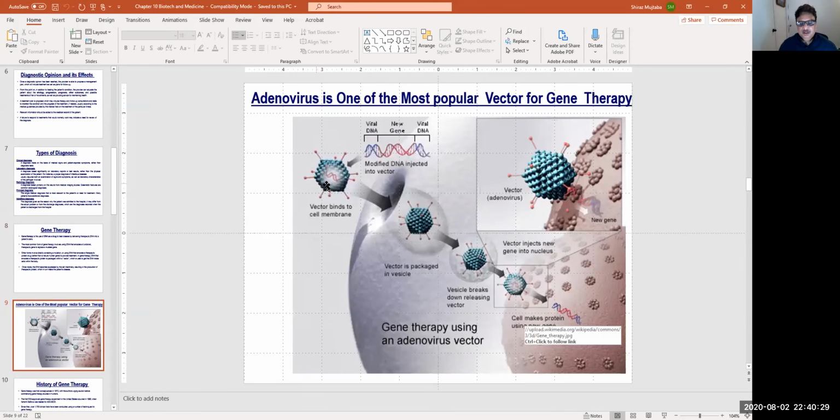Here, this is an adenovirus. The adenovirus gene is being taken, and the bad genes are removed, and the good genes are put into this vector, and then this whole plasmid is again put inside the patient. So adenovirus is one of the most popular strategies for gene therapy. So this was the second topic.